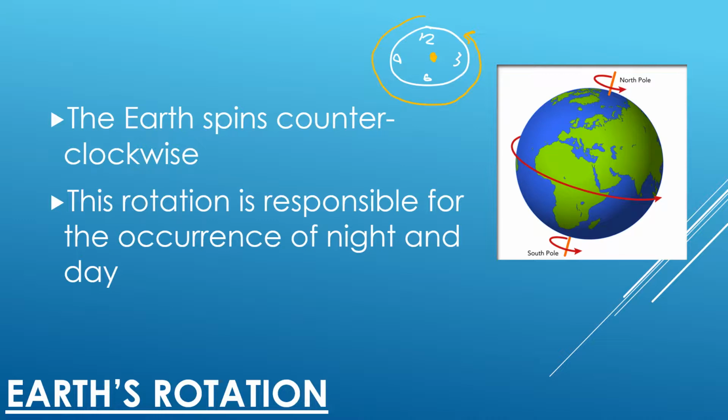So this rotation is responsible for the occurrence of night and day. Without the rotation, well, I say that, but that's not 100% true. Revolution does play a part if we didn't have a rotation, but for all intents and purposes, rotation is responsible for the night and day cycle, that 24 hours where we have light and darkness during that time. So our rotation is responsible for that.